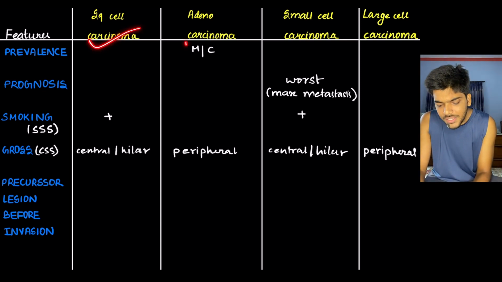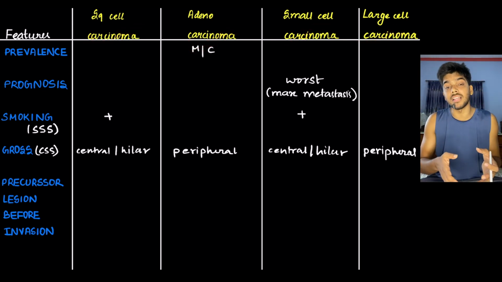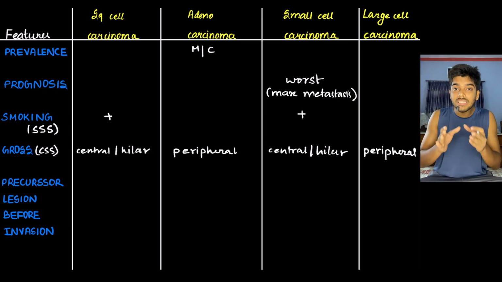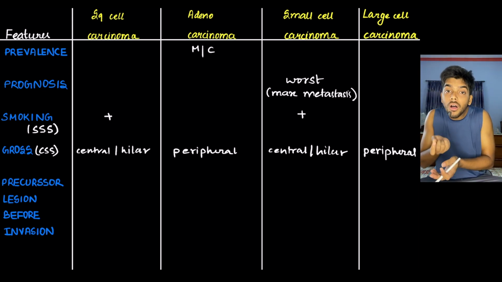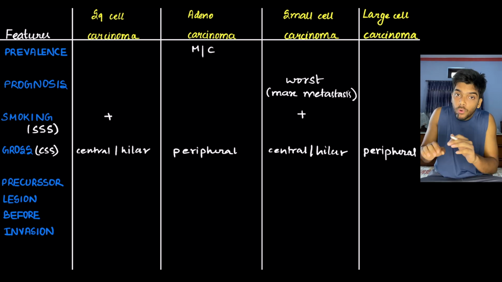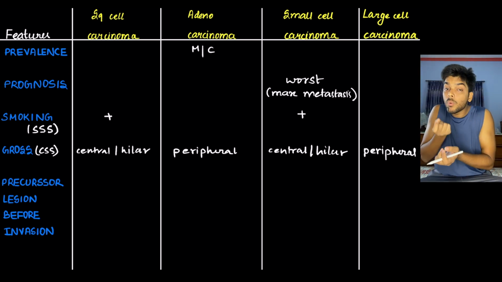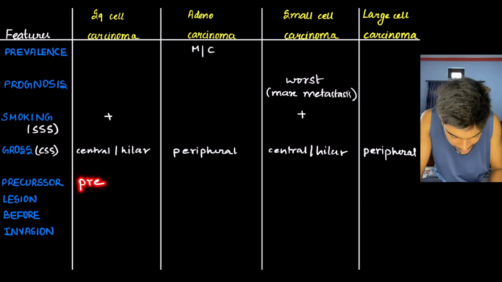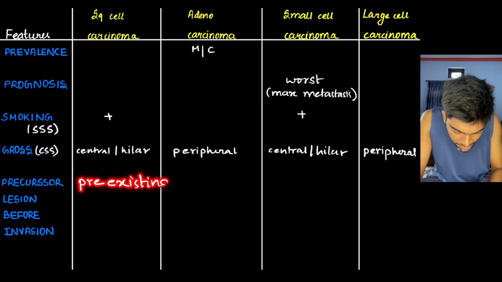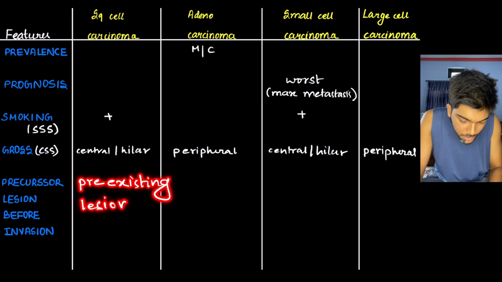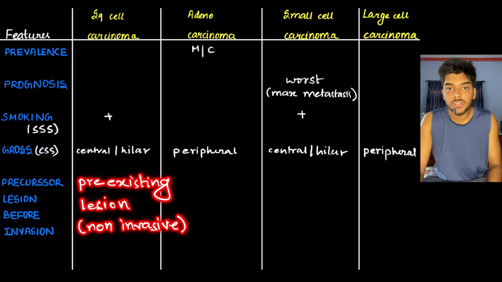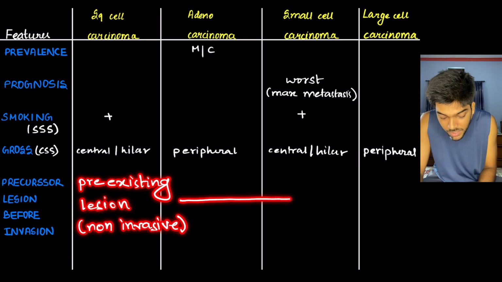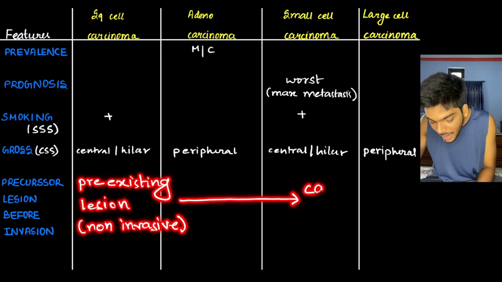See, all these carcinomas are cancers, and cancers are invasive in nature. But before the formation of this invasive cancer, there was a pre-existing lesion. Before the existence of this invasive form, there was a pre-existing non-invasive form. Within the lung there was a pre-existing non-invasive lesion, and this pre-invasive lesion eventually converted into carcinoma which is invasive.